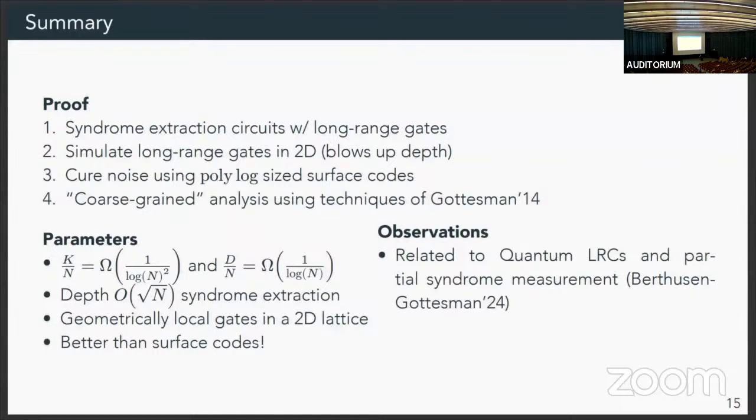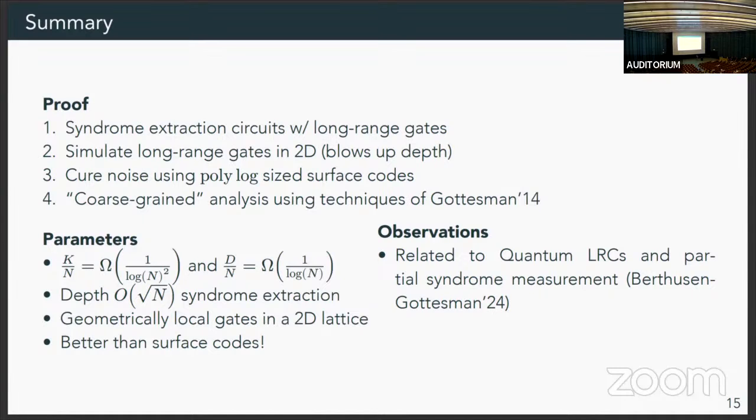There are two observations that I think are quite cool. One takeaway is that your checks don't have to be geometrically local in order to have a threshold in 2 dimensions. This is related to a concept known as quantum locally recoverable codes, QLRCs, a relaxation of LDPC, where you have some constant weight checks but also some larger checks. You're able to correct a lot of the errors using the local checks, and then the high weight checks do the rest of the job.